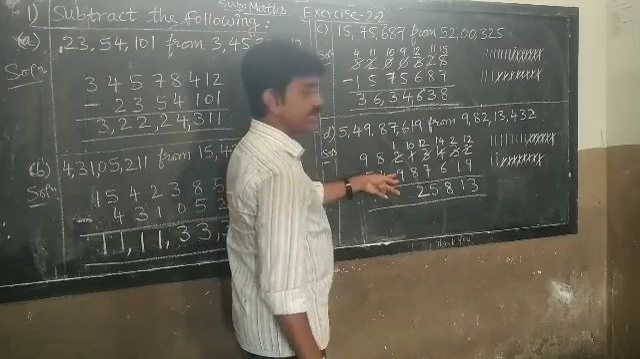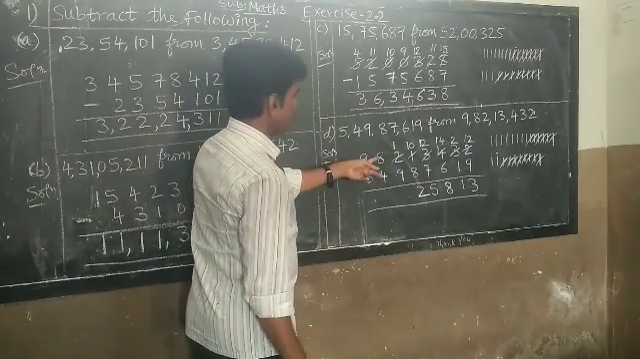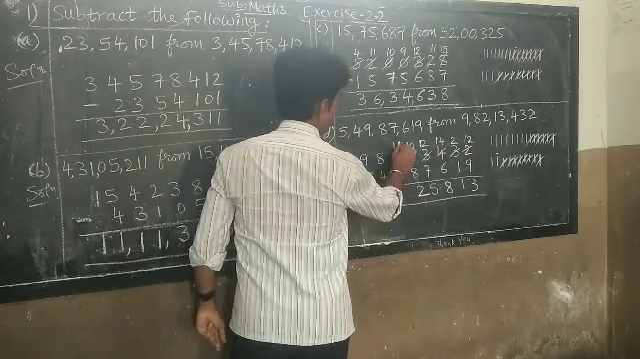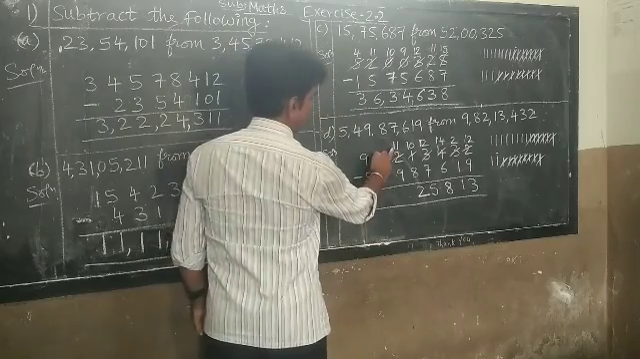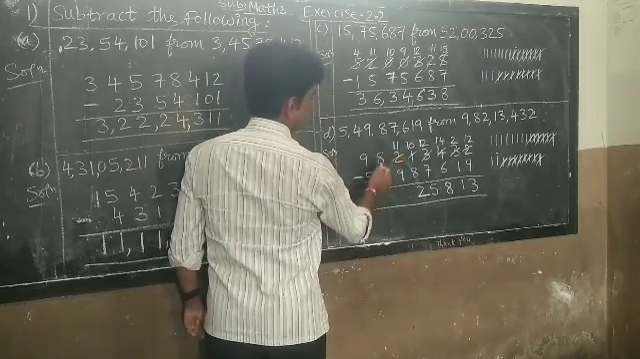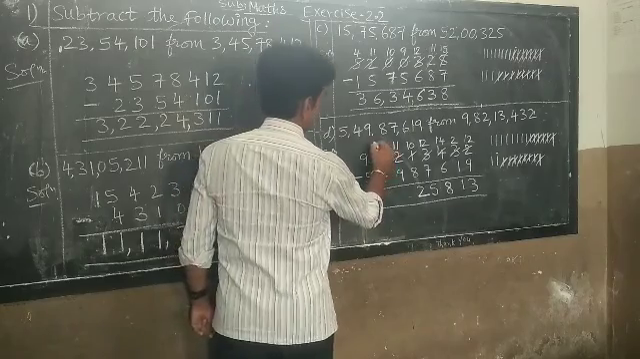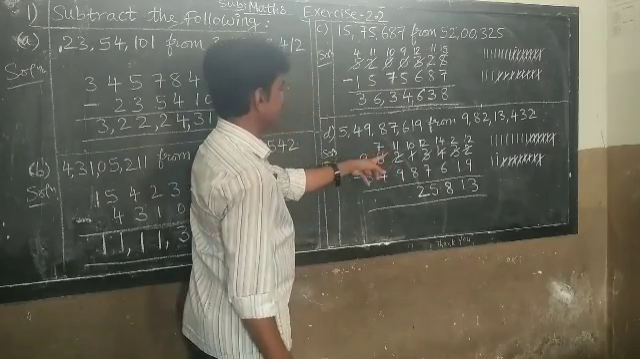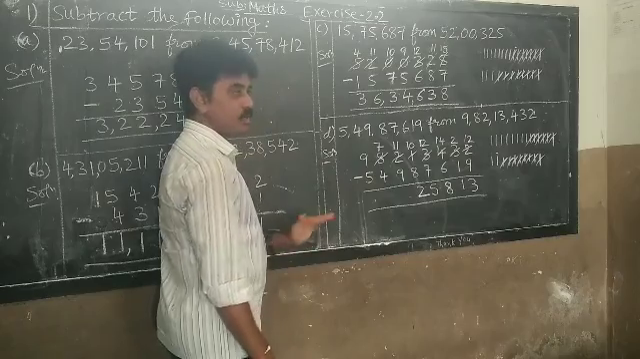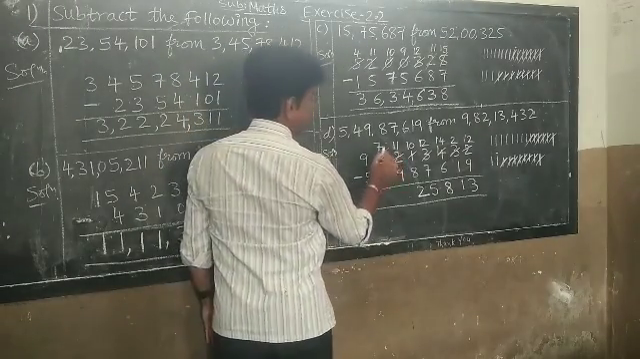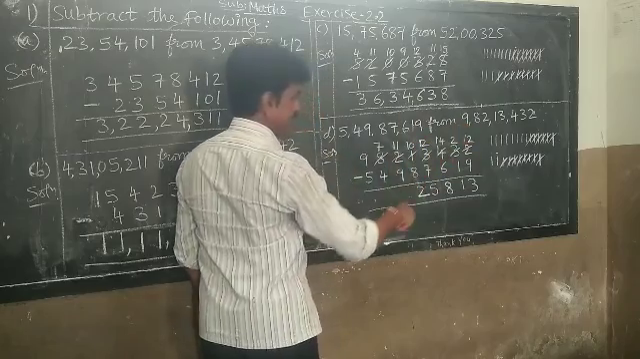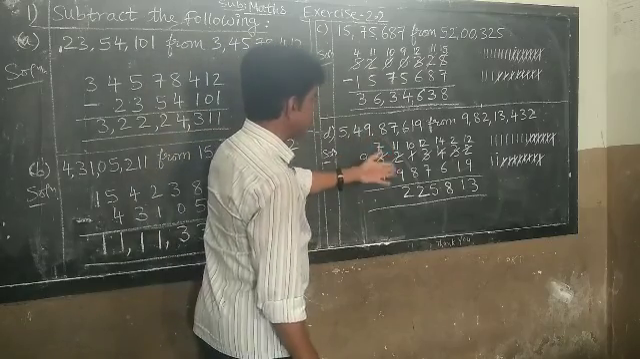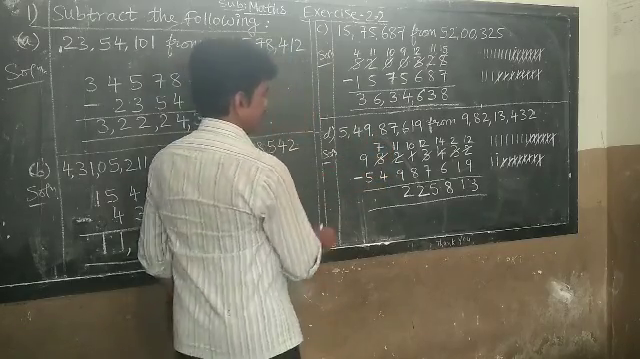Again 1 is small number, 9 is big number. Not possible to subtract. So what you have to do? You have to take 1 from this side. From 8 borrow 1. When you borrow 1 it becomes 11. Already 1 was written here. This 8 will become 7 because you have borrowed 1 in this side. 11 minus 9, again you have to draw 11 lines and cut 9 lines. You will get 2. By practicing you will find it easy to subtract. Next 11 minus 9, 2.